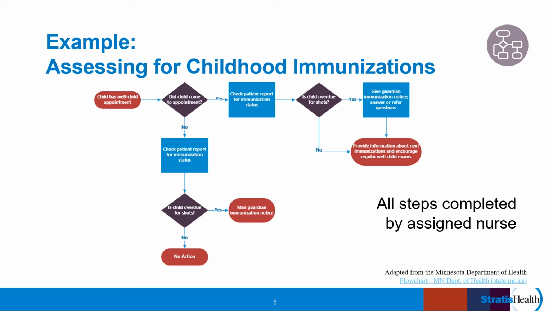Notice that this process doesn't include the actual provision of the immunization. Presumably, if the guardian agrees to the information provided, that would kick off a new process. Also notice that if the patient did not come to the appointment and was not overdue for shots, no action is taken. It could be that there is a separate process that indicates follow-up for missed appointments, but this process map is focused solely on the steps involved in assessing for childhood immunizations.